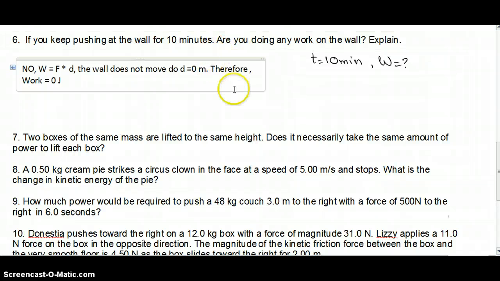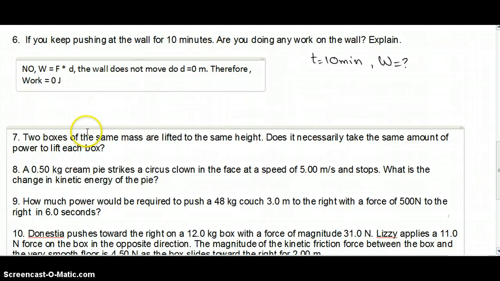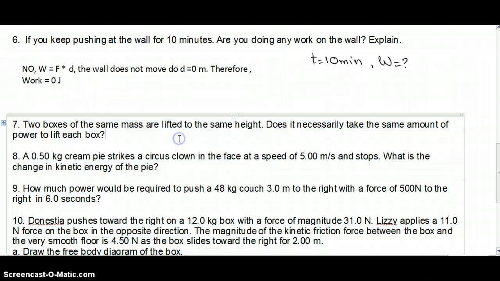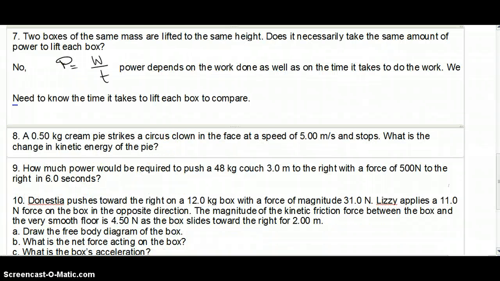So now 2 boxes of the same mass are lifted to the same height. Does it necessarily take the same amount of power? And the answer to this question also is no. We can't compare the power. The power of the first box does not have to be equal to the power needed to lift the second box because it depends on time. We need to know the time to compare.